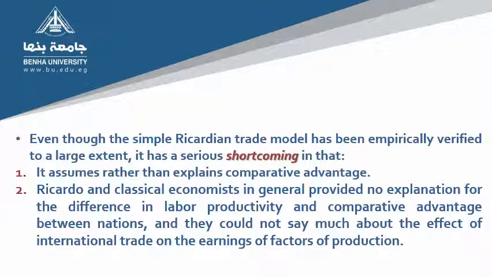Even though the simple Ricardian trade model has been empirically verified to a large extent, it has a serious shortcoming in that it assumes rather than explains comparative advantage. Ricardo and classical economists in general provided no explanation for the difference in labor productivity and comparative advantage between nations, and they couldn't say much about the effect of international trade on the earnings of factors of production. By providing answers to both of these important questions, the Heckscher-Ohlin model theoretically improves on and extends the Ricardian model.